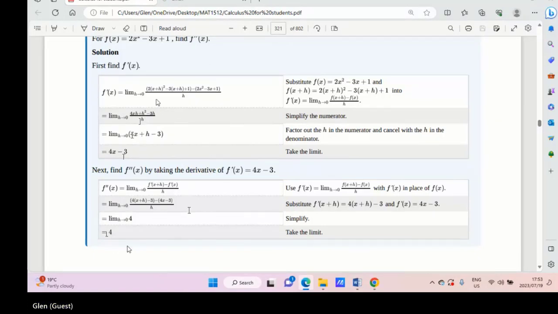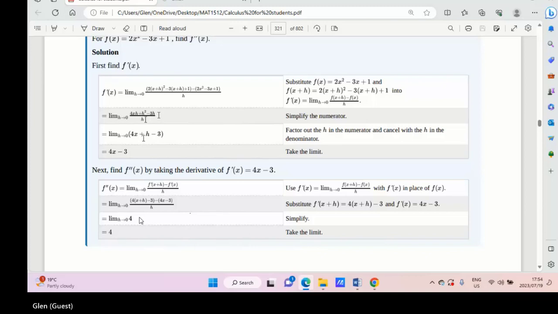Now, the second derivative with respect to x will end up having 4. This is how it is found. We take the 4, the way we did over there. We take 4 into x plus h minus 3 minus f of x. Our f of x in this case is 4x minus 3 all over h. When we simplify and we let h be 0, we end up having 4.